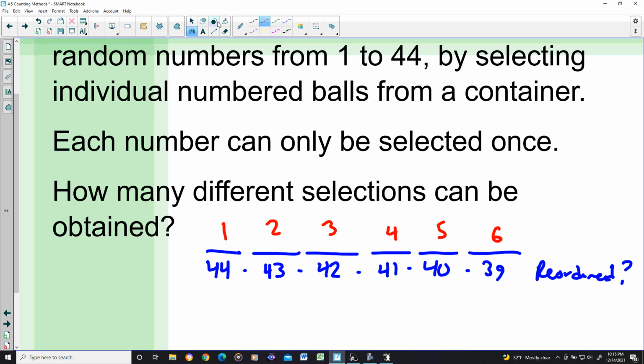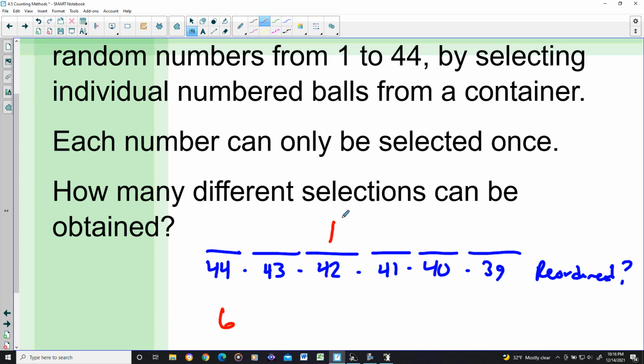So let's erase these, okay? And let's think about the number 1. How many different spots can the number 1 go in? Well, it can go in one of 6 of these spots, right? So I'm going to just choose one. I'm going to put a 1 here.